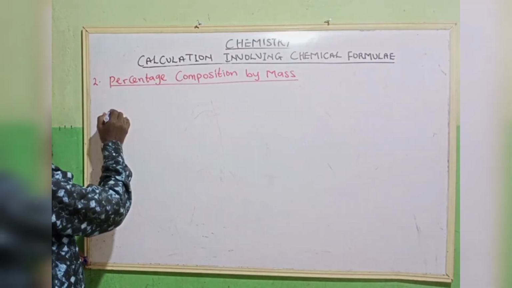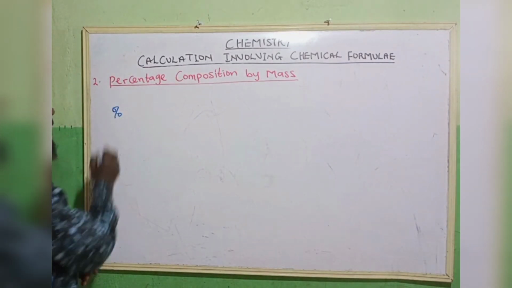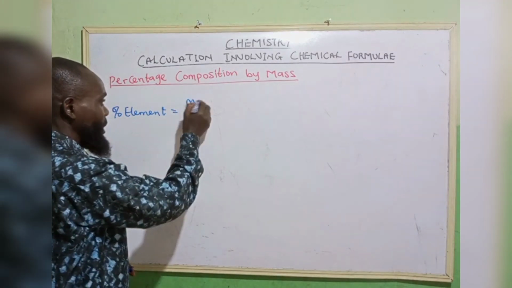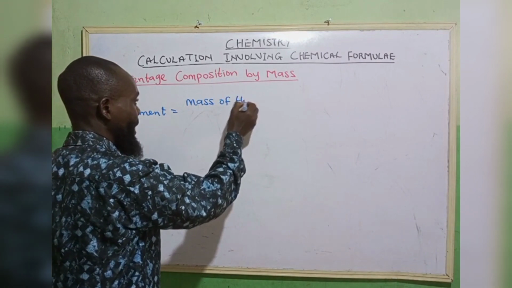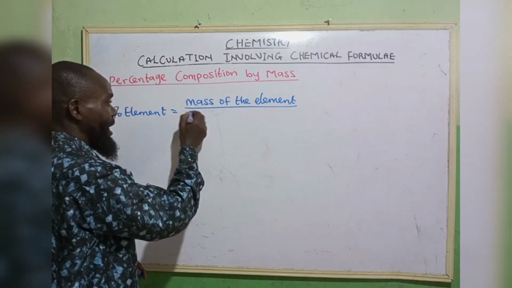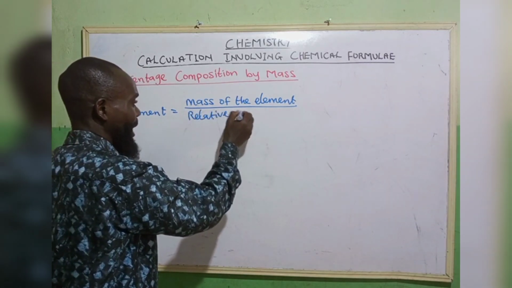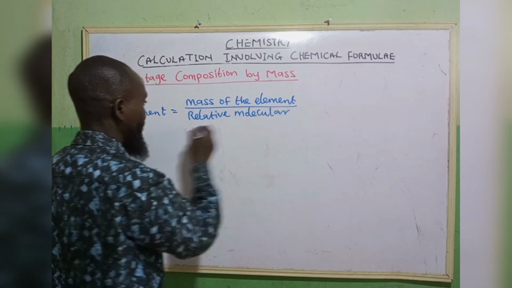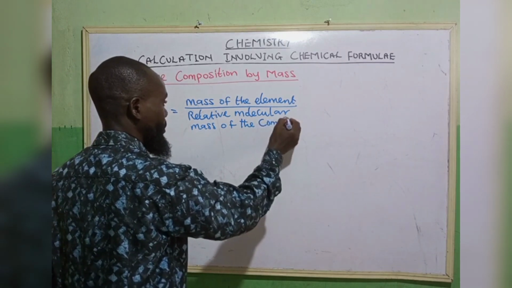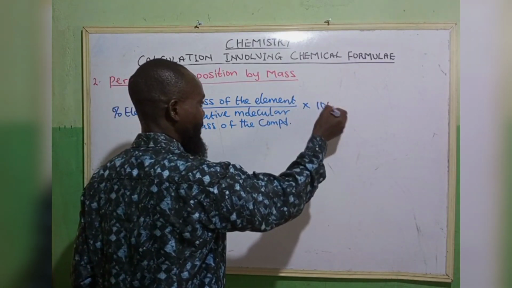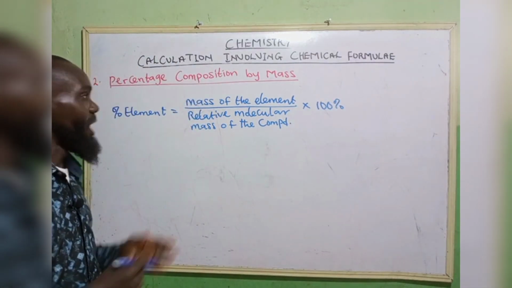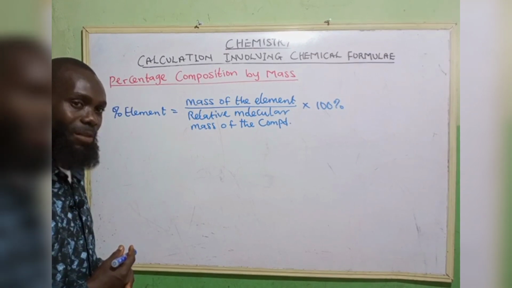Percentage composition of any element will equal the mass of the element in the compound divided by the relative molecular mass of the compound, multiplied by 100%. So this is the formula to adopt in calculating percentage by mass of any element.